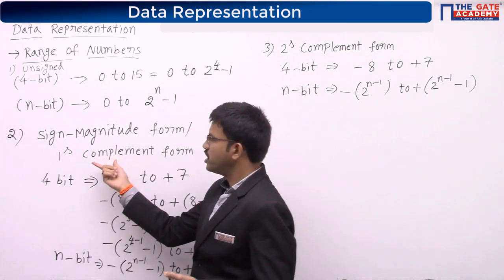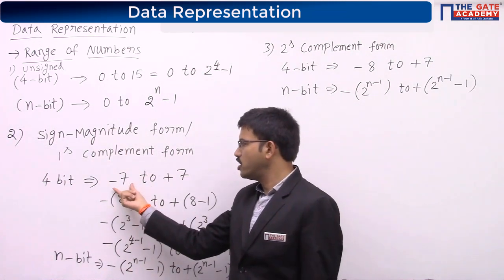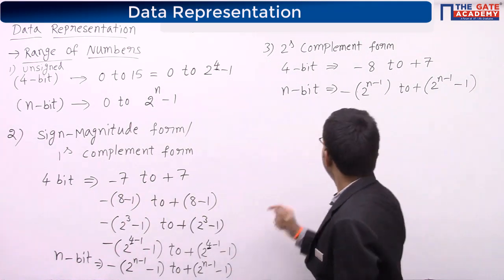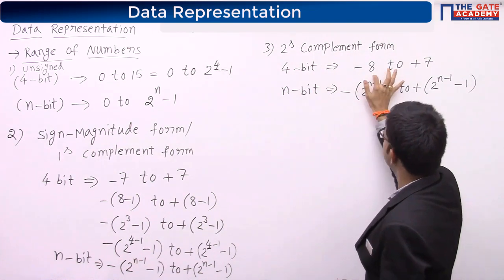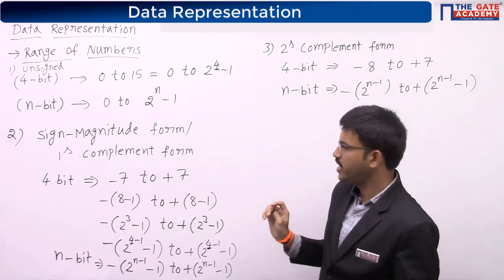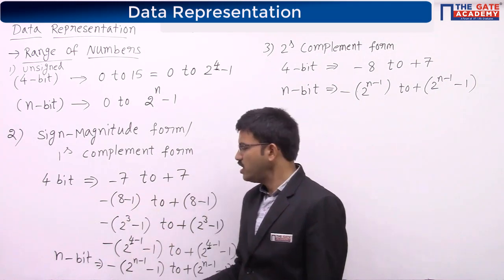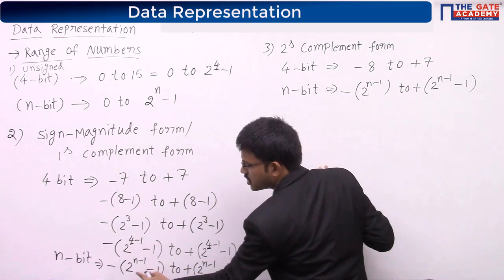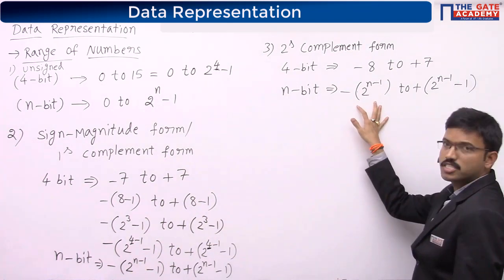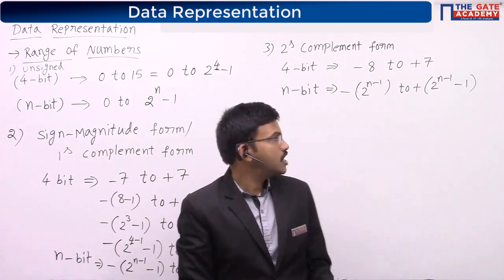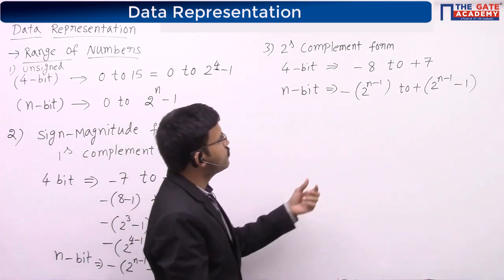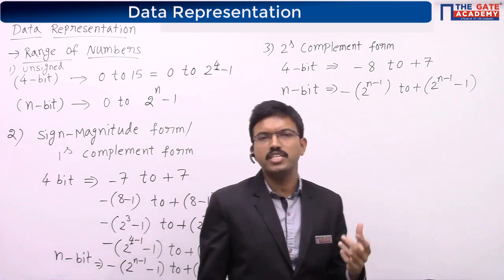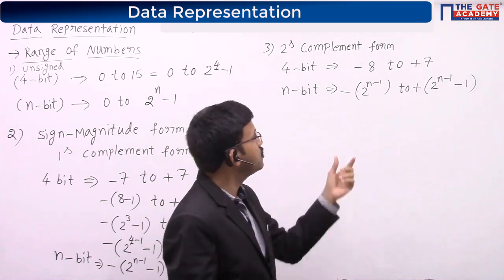See, for sign magnitude or 1's complement form, the negative maximum value we got is minus 7. That one I have written as minus of 2 power n minus 1, minus 1. Whereas in 2's complement form, for the 4-bit case, the negative maximum is minus 8, right? So here we should not subtract 1. For the generalized n-bit case, I should not remove 1, that means minus of 2 power n minus 1. Whatever the positive maximum is, the same thing I have copied. In 2's complement form, we get one negative value extra because we are having the same representation for both plus 0 and minus 0.